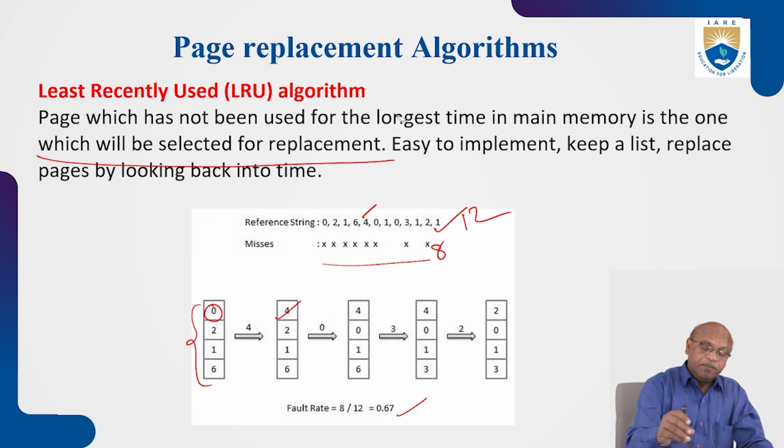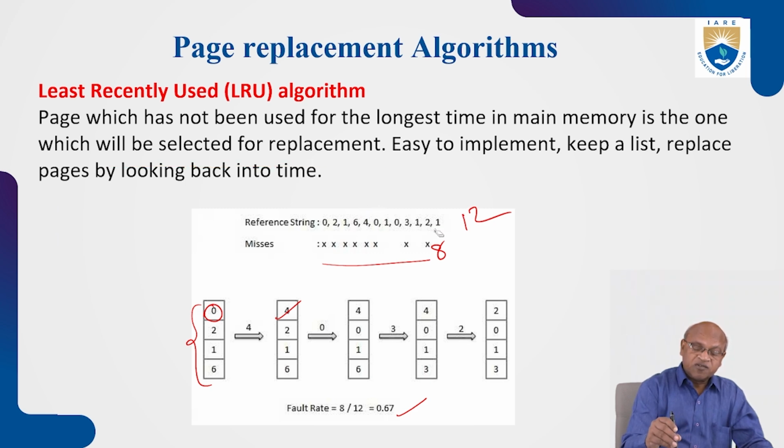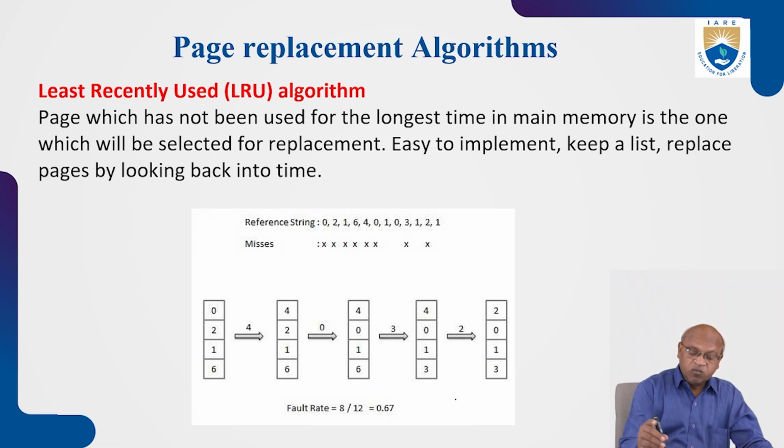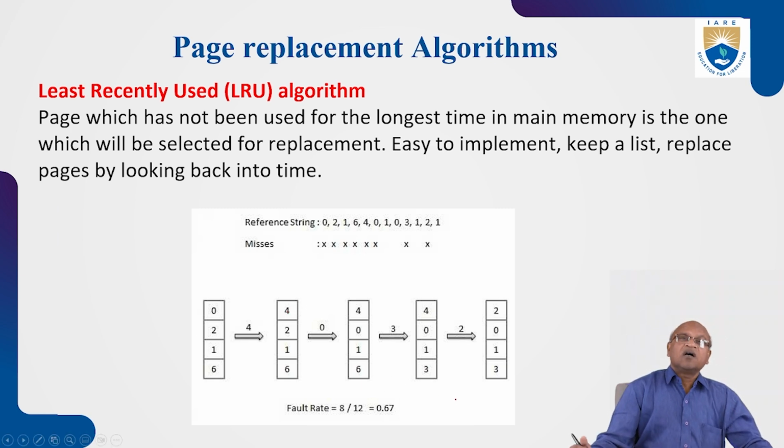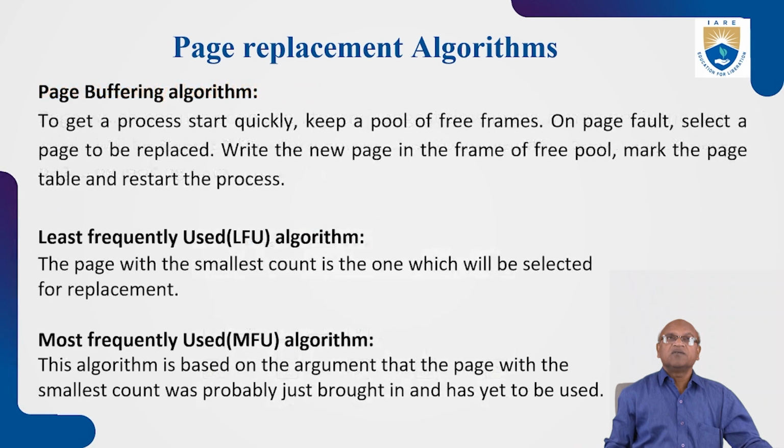If you compare the fault rates of all these methods, for first in first out it is 0.75, for the optimal algorithm it is 0.50, and for the least recently used algorithm it is 0.67. So the optimal replacement algorithm is the best one because it has the lowest fault rate. We decide like this.